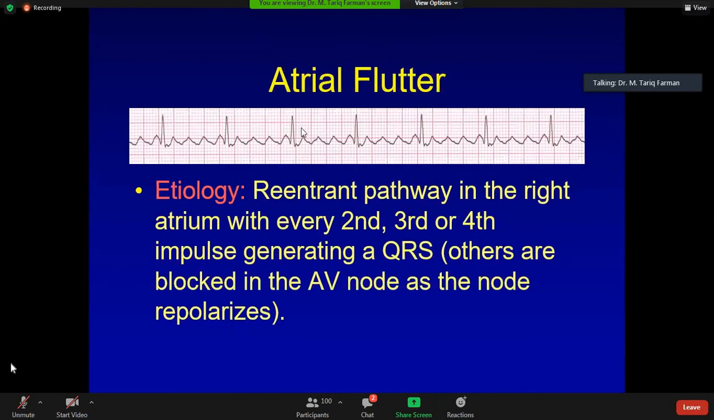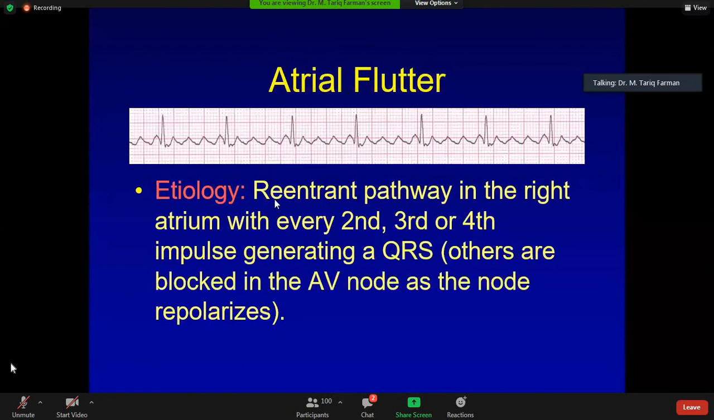You need to count the rate of the P wave. If you have two P waves, just count the rate of the P wave. The P wave is there, and if the second is falling over there, then the rate of the P wave is 300, right? Like here. Here the rate of the P wave is equal to 300.